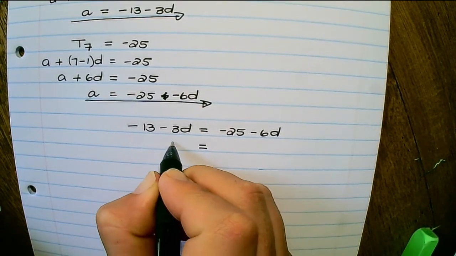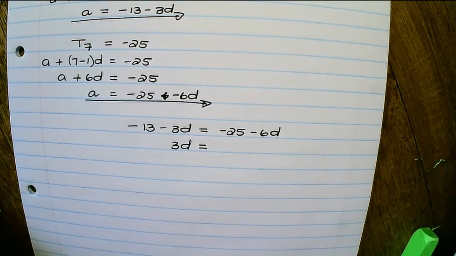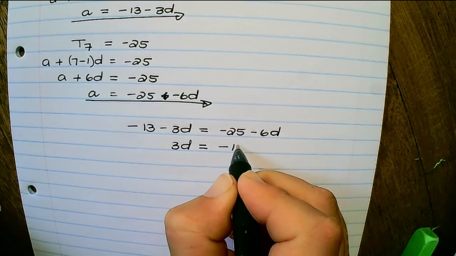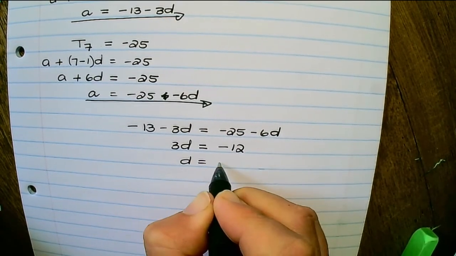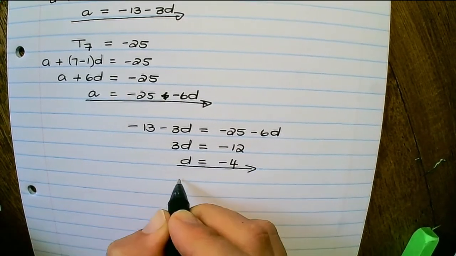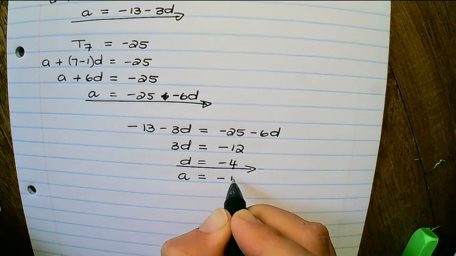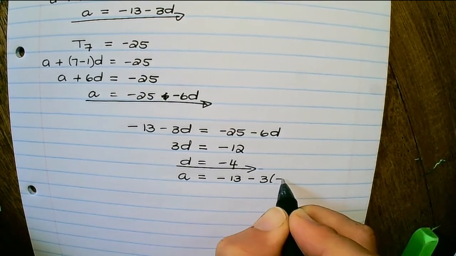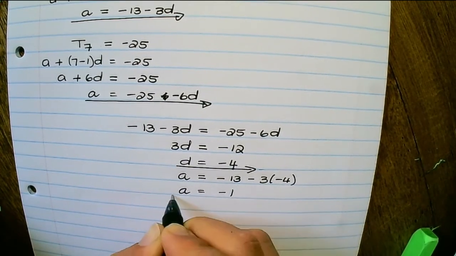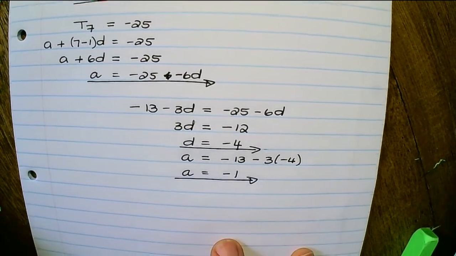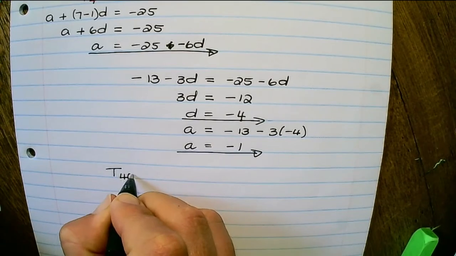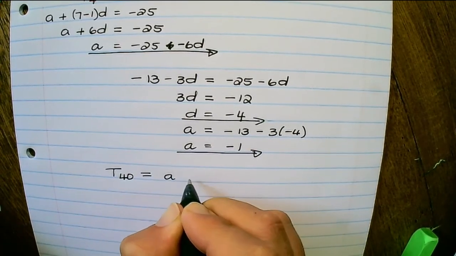So I have 3d is equal to negative 12. Therefore, d is equal to negative 4. And using that information, I can find a, which is negative 13 minus 3 times d. So therefore, a is equal to negative 1. And now I have enough information to find the value of the 40th term.